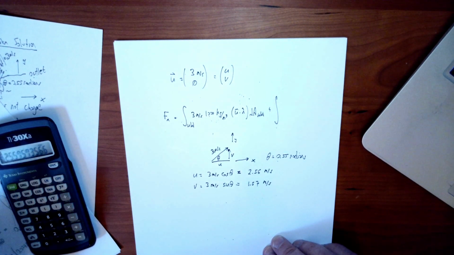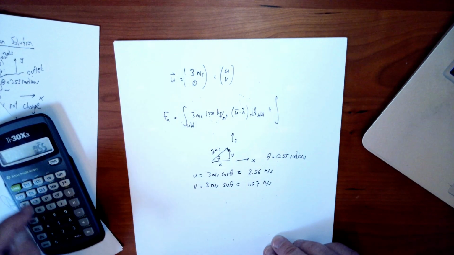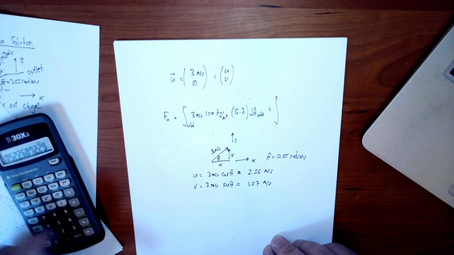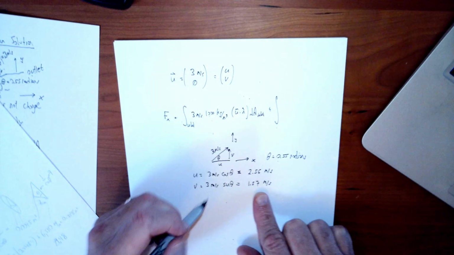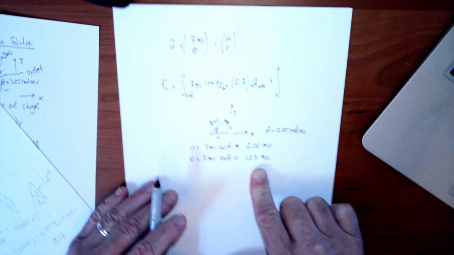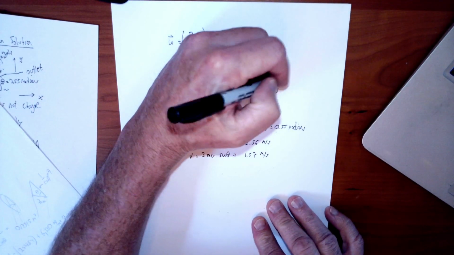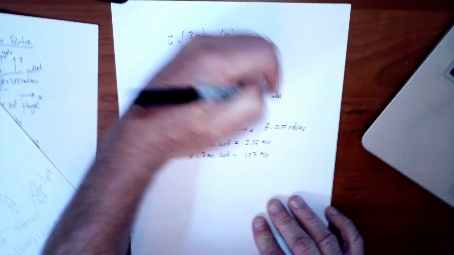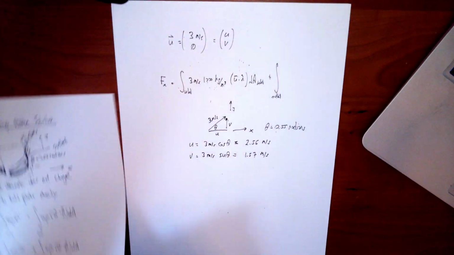Equals, yep, that's right, 2.56, and 3 times 0.55 sine equals 1.57, right? So those are our outlet velocities. So now I can plug that into the outlet term here. So this is the outlet, and which one am I interested in? Well, back to the formula, follow it carefully.